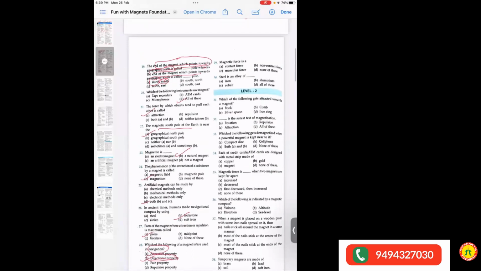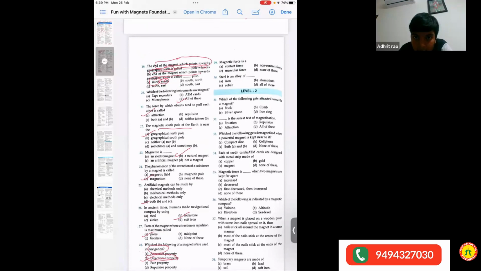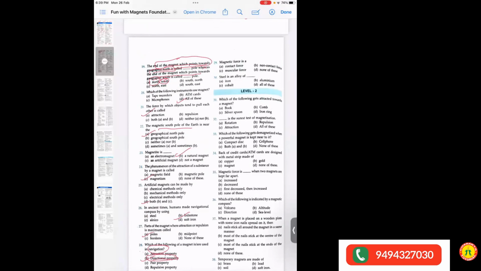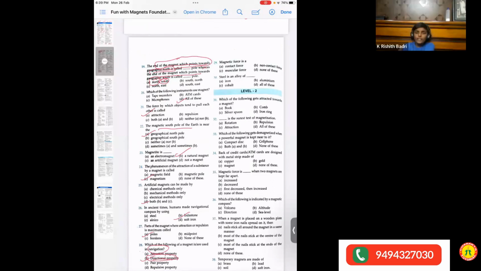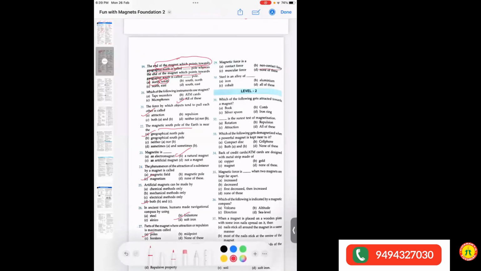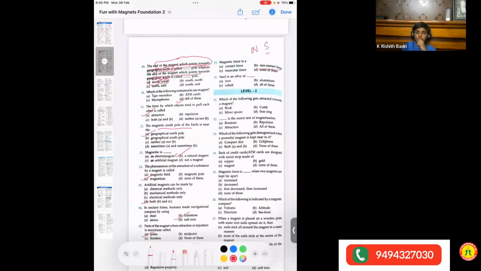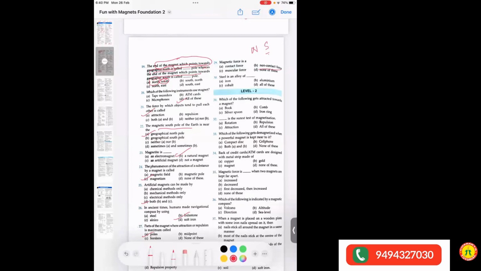Question number 29. Magnetic force is a muscular force. I think it is a contact force. It is a non-contact force. It is not a muscular force. It is a non-contact force because the north and the south pole, are you able to come in contact with that? No, ma'am. Right?